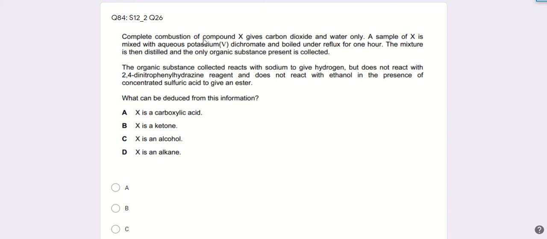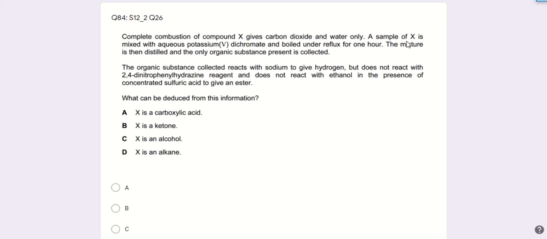Complete combustion of compound X gives carbon dioxide and water only. I would consider this first piece of information useless because carboxylic acid, ketone, alcohol, alkane, they all undergo complete combustion to give carbon dioxide and water only. So I'm going to ignore the first piece of information. Let's go to the second one.